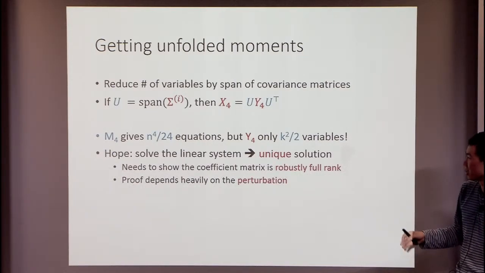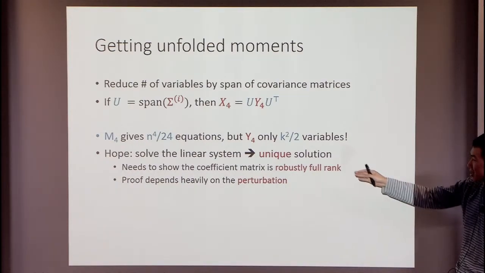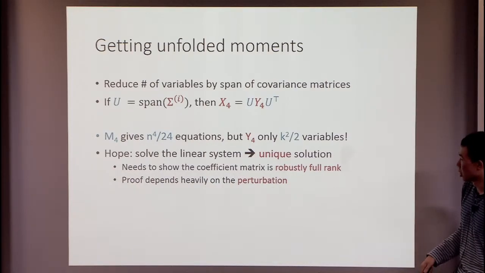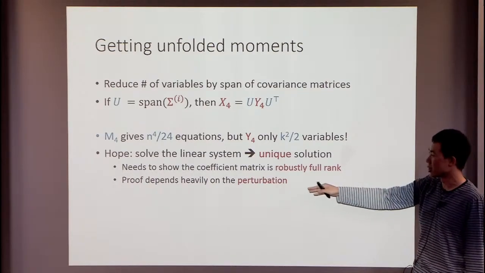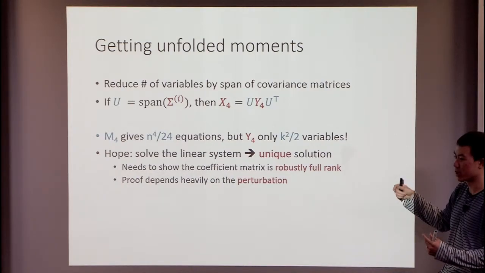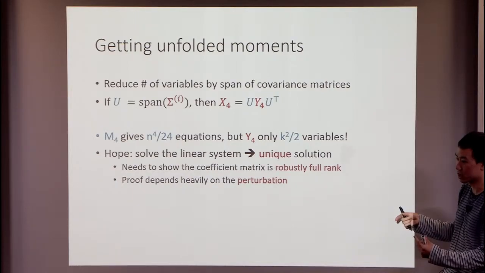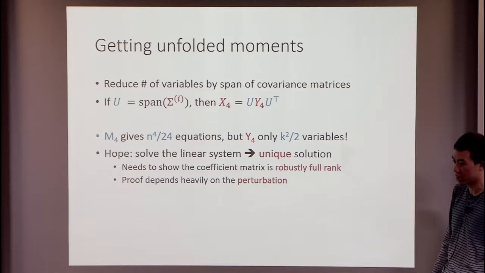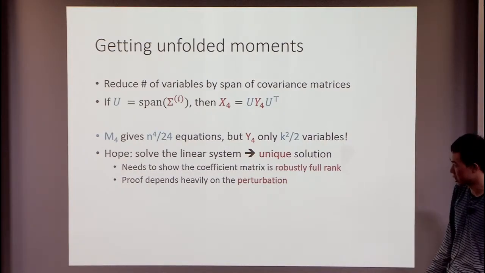So we can hope that once we solve this linear system, it will give us a unique solution because we have many more equations than the number of variables. But of course, this is not in general true. We need to show that the coefficient of this linear system should be a matrix that is not just full rank, but robustly full rank, in the sense that it has large smallest singular value. Therefore, when we do the inverse, it's a very stable operation.